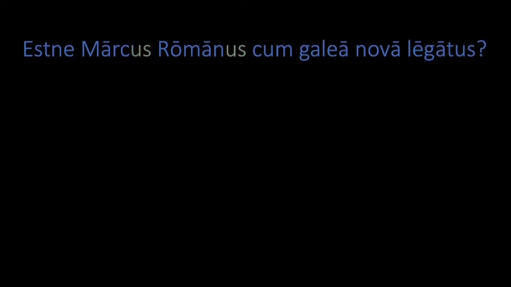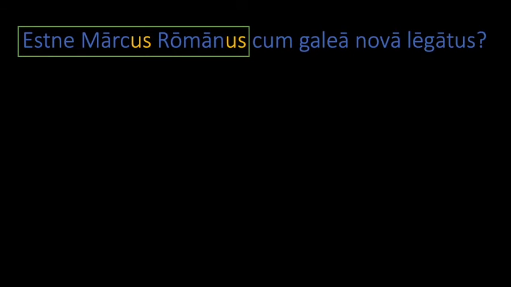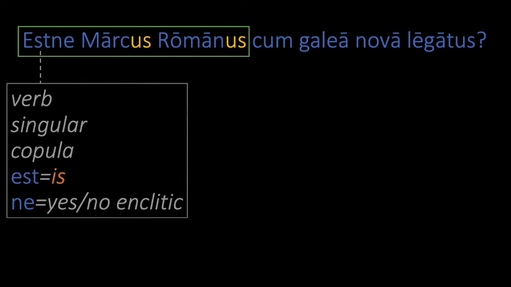Let's get started. We'll translate into English the question, Estne Marcus Romanus cum Gallia nova legatus? By breaking it down into phrases. The first phrase is Estne Marcus Romanus. Estne is actually the verb est with the enclitic ne on the end. The enclitic turns the whole sentence into a yes or no question. Est is the singular form of the verb to be, and it means is.